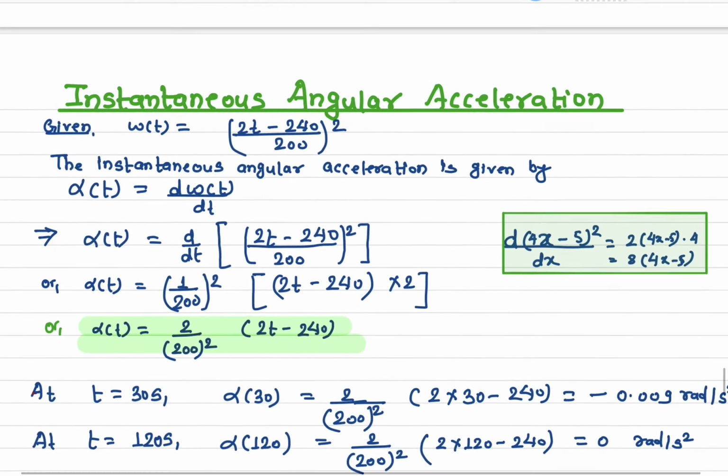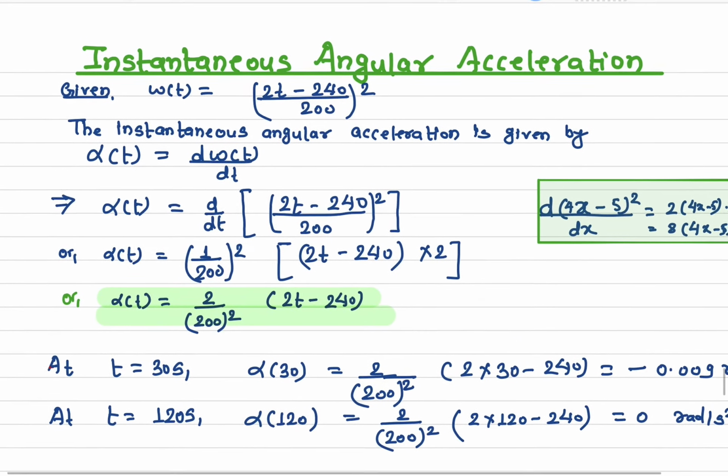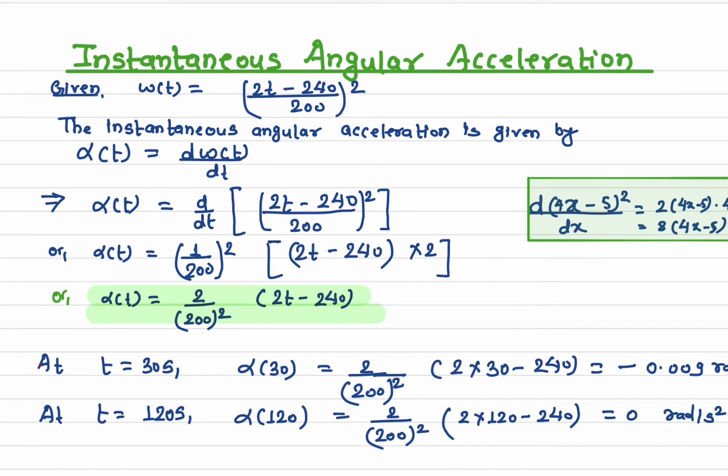So how do you calculate the instantaneous angular acceleration? What is given is the angular speed, which is a function of time, and the instantaneous angular acceleration means the rate of change of the angular speed, or in other words, you need to take the time derivative of this angular velocity with respect to time. So let's do this one.